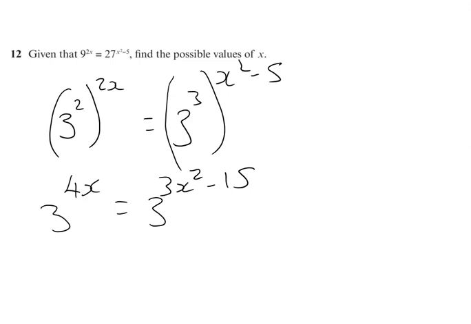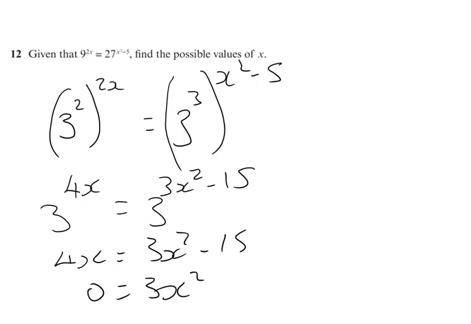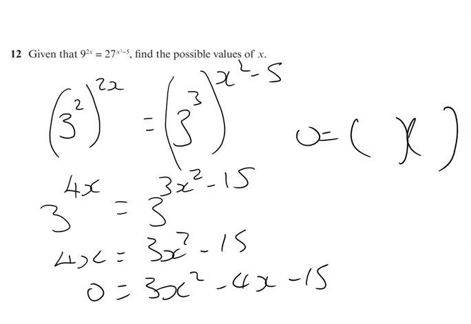And now that the bases are the same, then the powers must be the same. Now you could log it. You could log both sides and then bring the powers to the front and then cancel the log 3's. But I can just say, well, if the base is the same, then the two powers must be the same. So we can just say 4x equals 3x squared minus 15, or indeed 0 is 3x squared minus 4x minus 15, and then solve the quadratic, which I will leave you to do.